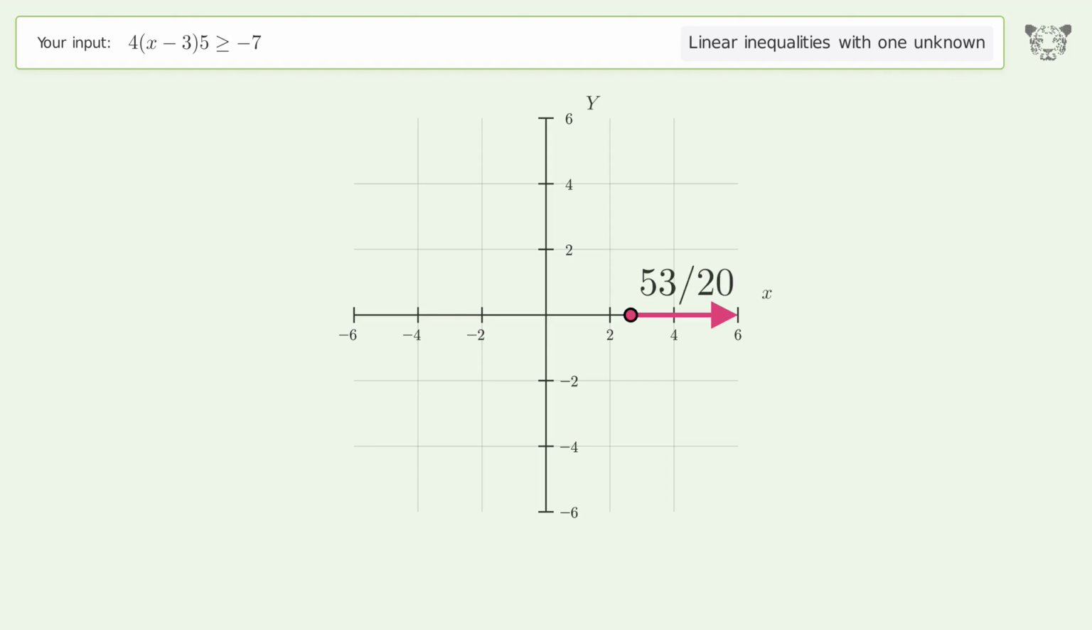And so the final result is x equal or greater than 53 over 20 equal or greater than 213 over 20.